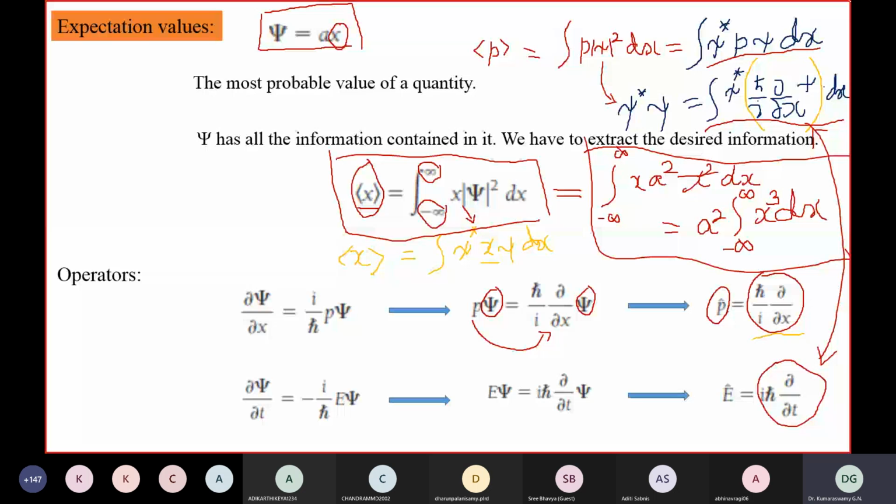To find the expectation value of momentum and energy, we need the use of operators. Just write down: to evaluate the expectation value of energy and momentum, we need operators.